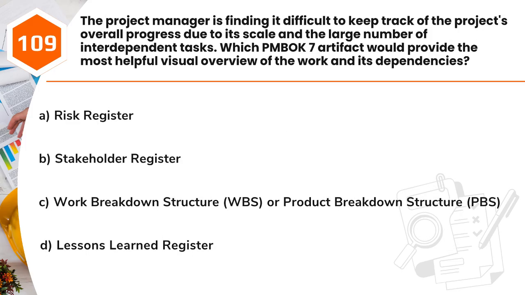Question 109. The project manager is finding it difficult to keep track of the project's overall progress due to its scale and the large number of interdependent tasks. Which PMBOK 7 artifact would provide the most helpful visual overview of the work and its dependencies? A. Risk Register. B. Stakeholder Register. C. Work Breakdown Structure, WBS, or Product Breakdown Structure, PBS. D. Lessons Learned Register.